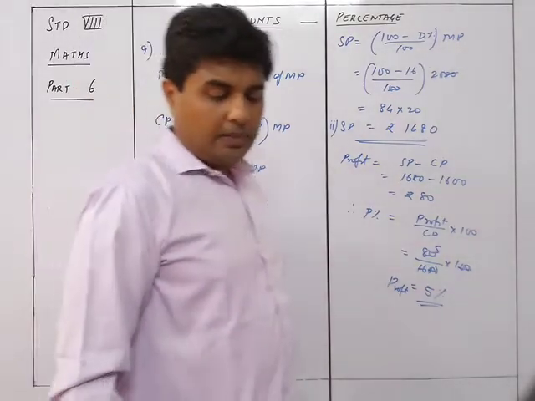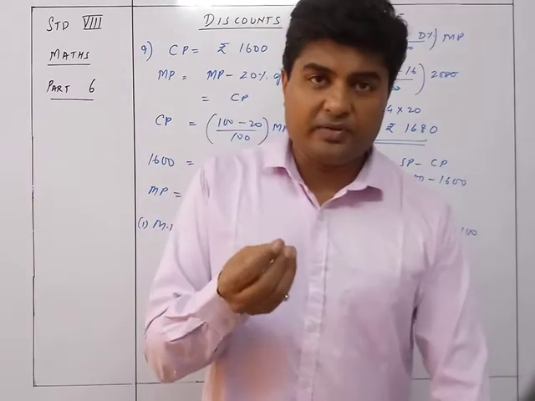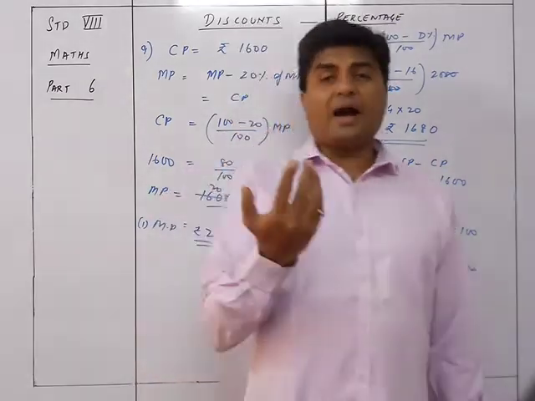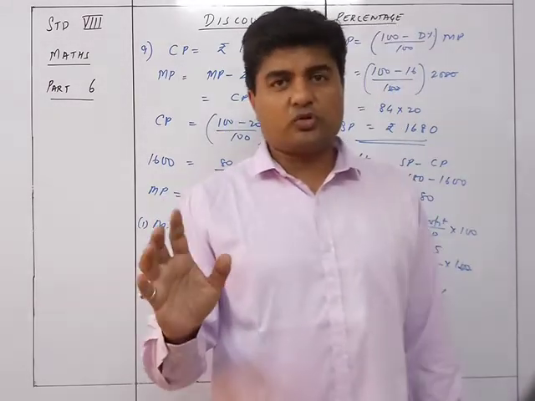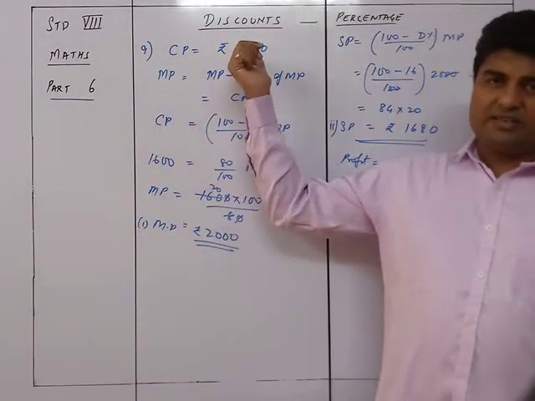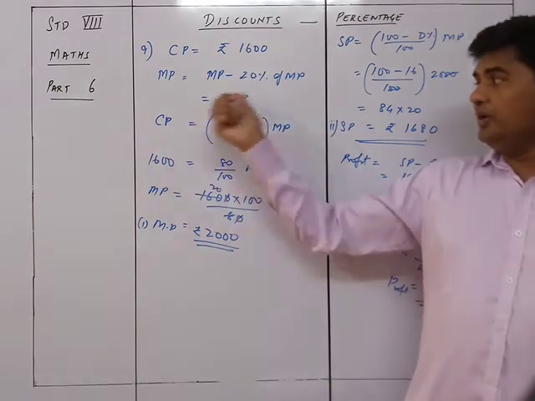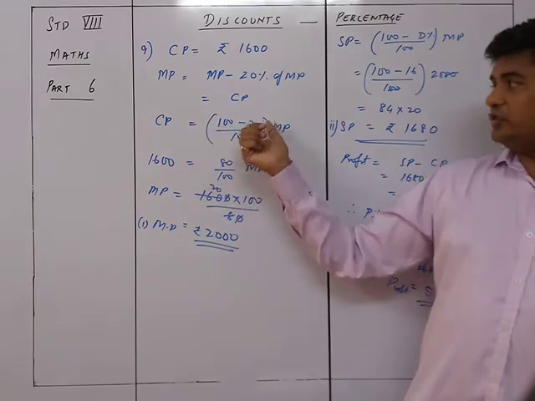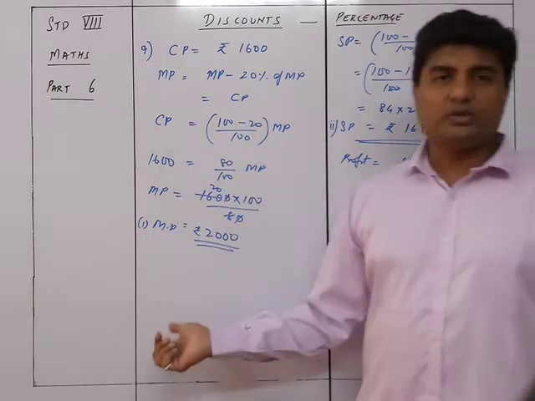Understood the sum? A person is having an article at 1600 rupees, which is 20% discounted from the mark price. Okay, we discount 20% of the mark price, so you get this particular 1600. That's why we are finding out the mark price by using the formula 100 minus 20% of MP. This gives you the mark price to be 2000.